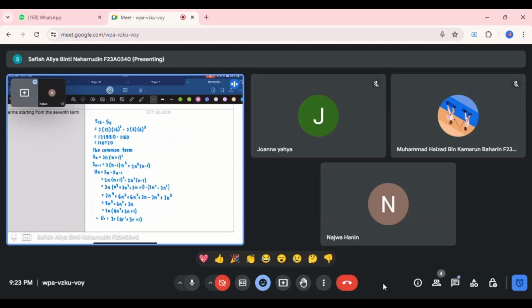So we get n to the power of 2 plus 2n. So we simplify it to 3n plus 1. So the r-th term is equal to 2r times (4r squared plus 3r plus 1). That's all from me.